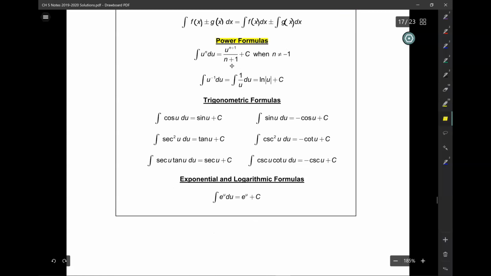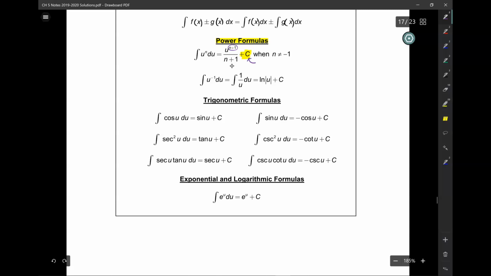If you have an integral of u to the n, the antiderivative is u to the n plus 1 over n plus 1. So basically what you do is you add 1 to the exponent and you divide by the new exponent. But then you have plus c.